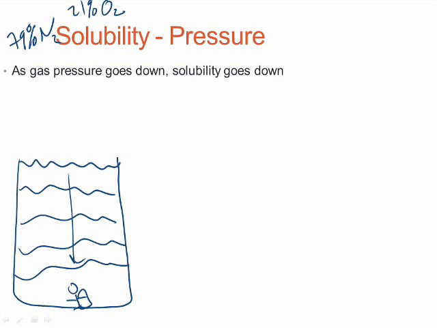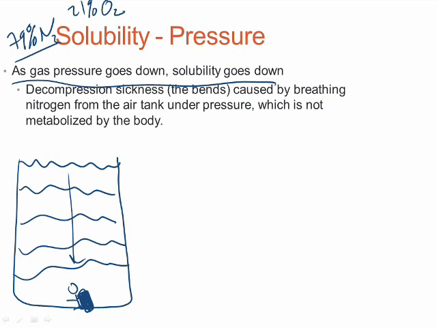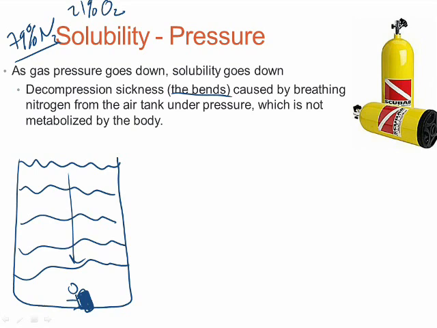So the tanks in the scuba gear that we have, or any sort of artificial air that we breathe, usually has about 79% nitrogen. But that's a problem, and that causes a problem called decompression sickness if we don't follow the correct procedure of coming back up. Decompression sickness, also called the bends, is caused by breathing nitrogen from the air tank under pressure, which is not metabolized in the body. So we do not metabolize N2.